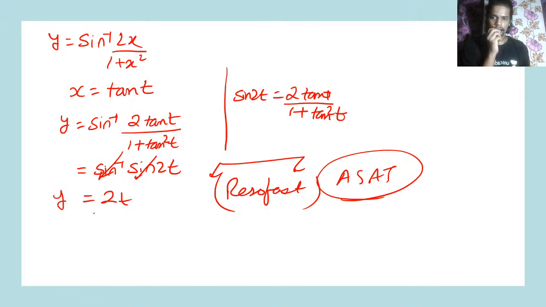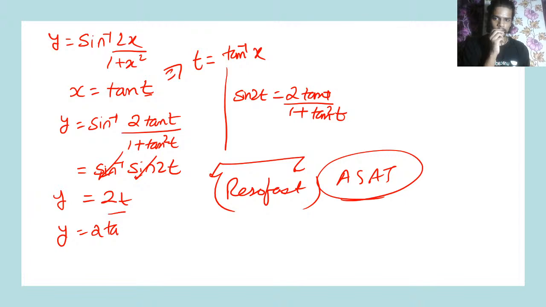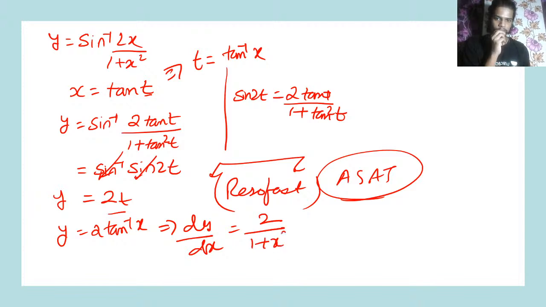So y equal to 2t. Okay, what was t? t is tan inverse x. So y equal to 2 tan inverse x. Now this is simple. We have to calculate dy by dx. It will be equal to 2 upon 1 plus x square, since the differential of tan inverse x is 1 upon 1 plus x square, and we have to calculate dy by dx at x equal to root 3. If you put root 3 here, you will get 2 upon 1 plus 3, which is half.